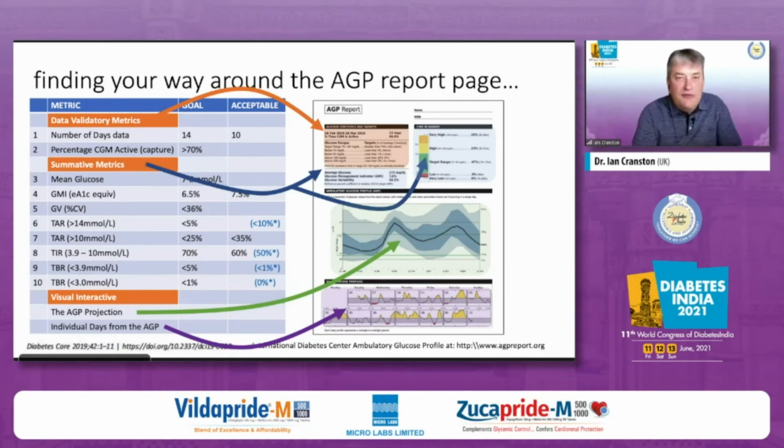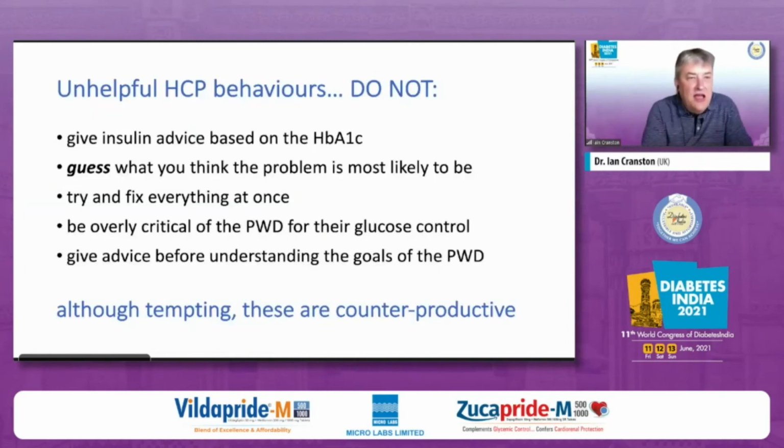So a couple of don'ts before I do some do's in this data analysis process. I think it's really important to recognize that there are some behaviors that appear to be okay, but actually I think are counterproductive rather than helpful. An individual who has a high hemoglobin A1C does not necessarily need more insulin. So I don't think we should ever be making insulin change advice based purely on the hemoglobin A1C.